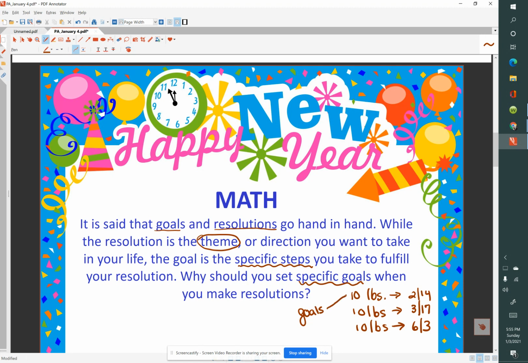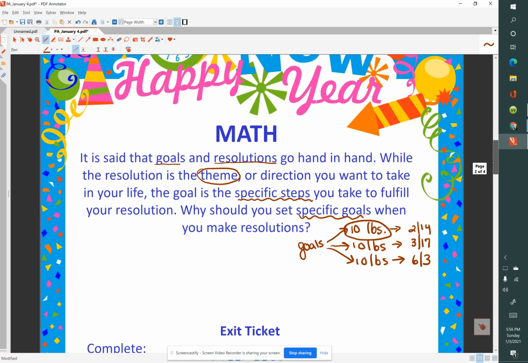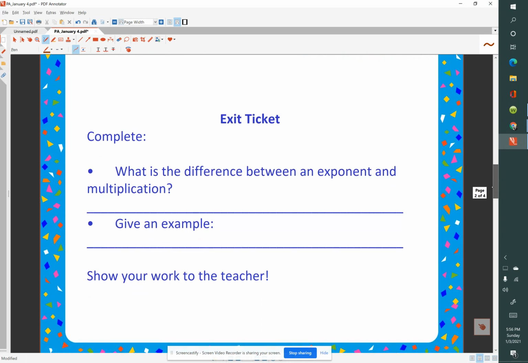So if I set small goals, I can measure my progress. And if I don't quite meet my goal, I don't have to beat myself up and just give up. I'm thinking, well, it's only one part of the goal. I can pick myself up and move on. So setting miniature goals along the way are really, I think, going to help me get to my bigger goal or my resolution of improving my health by losing weight.